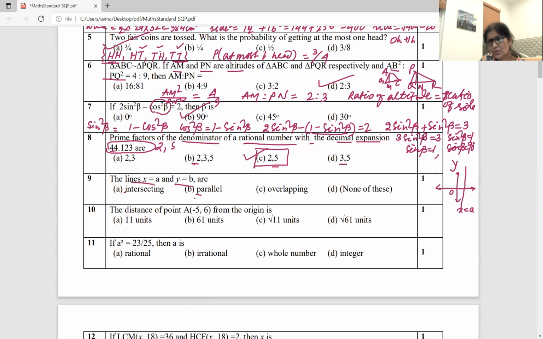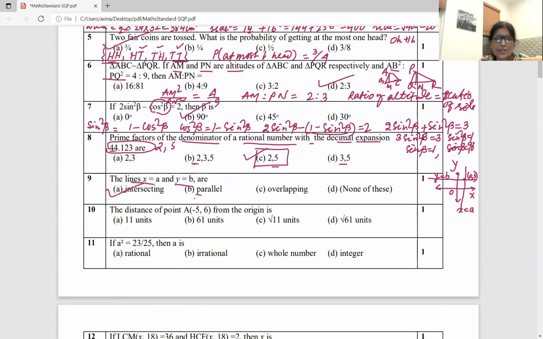X equals 2, x equals 3. And y equals b is a line parallel to the x-axis. This is y equals b. So certainly they intersect at (a, b). So they are intersecting lines.